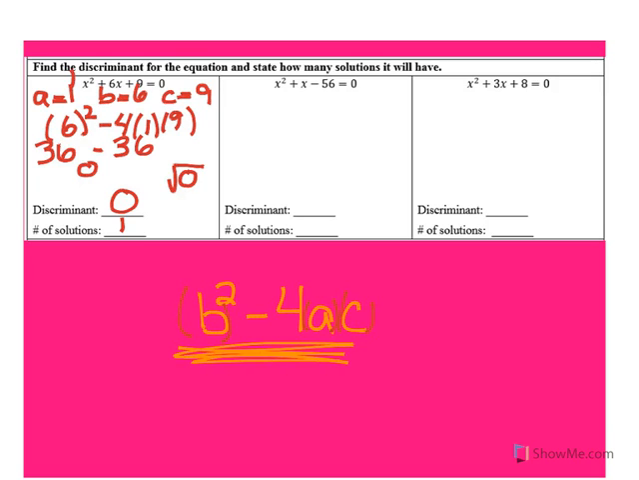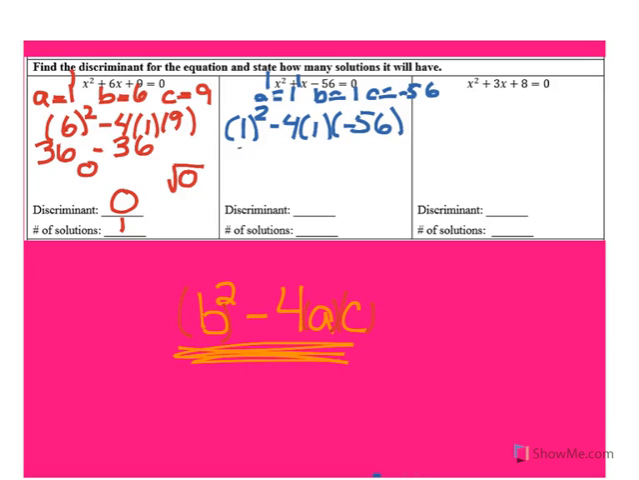Look at the next example you're going to write down. A is 1, B is also 1, and C is negative 56. Don't forget to take the negative that's in front of the 56. So we're going to write B squared minus 4 times A times C.